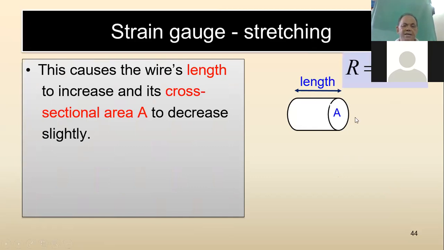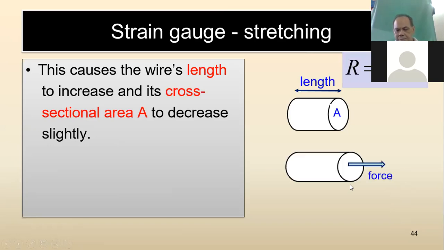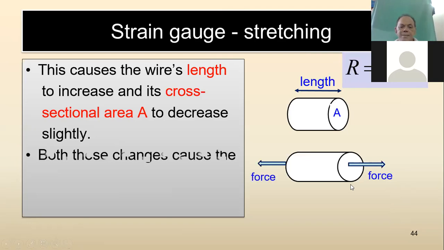And you can remember our resistance equals resistivity rho L divided by A. It means our resistance depends on length and cross-sectional area. So when you stretch it, if you're pulling it with a force, the length increases and the cross-sectional area decreases, so both changes will cause the resistance to increase.